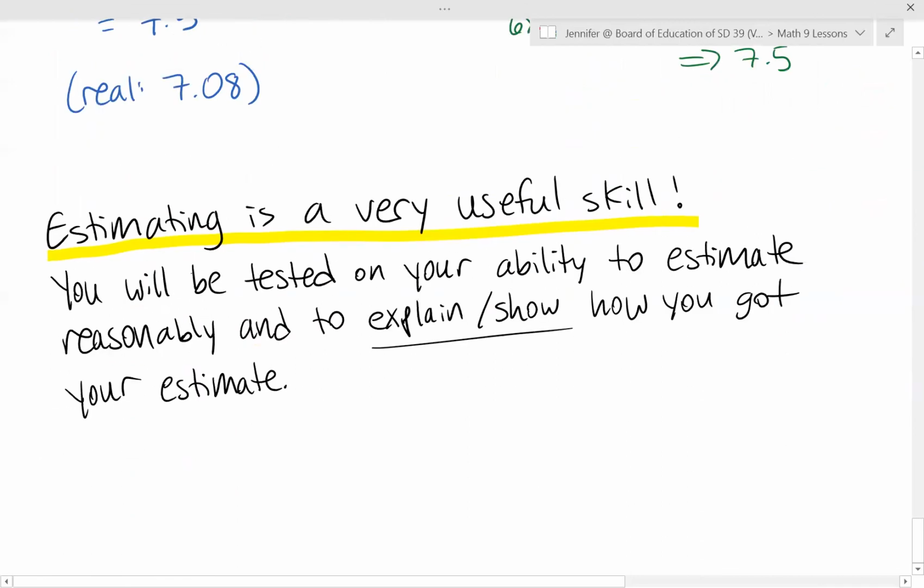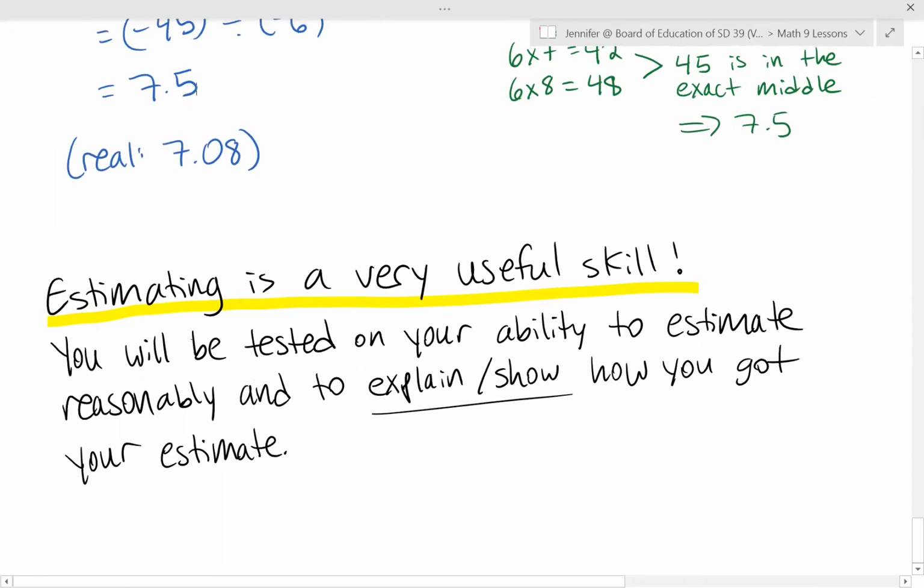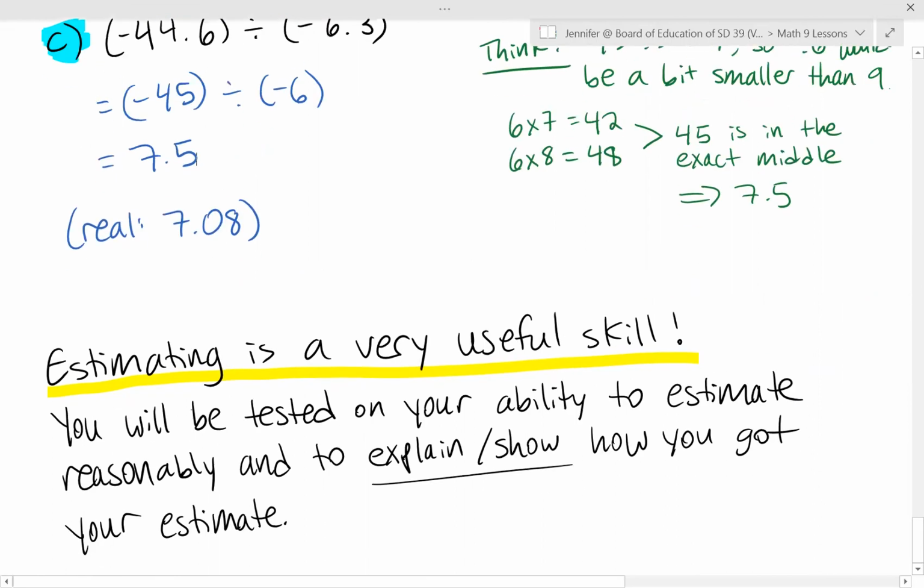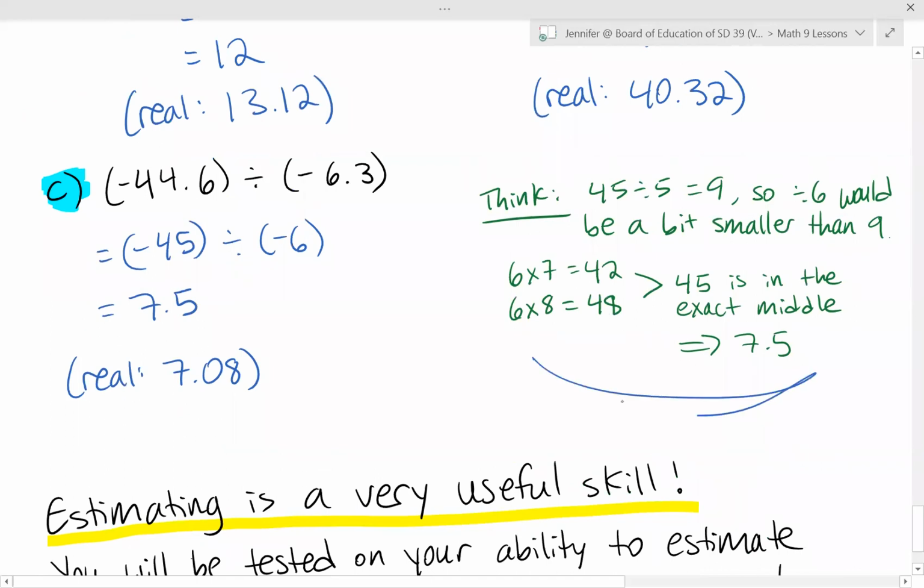So we're just ending with knowing that estimating is a really, really useful skill to have. You'll be tested on your ability to estimate reasonably and to explain and show how you got your estimate. So that would be something like showing this thinking instead of just putting a random number.